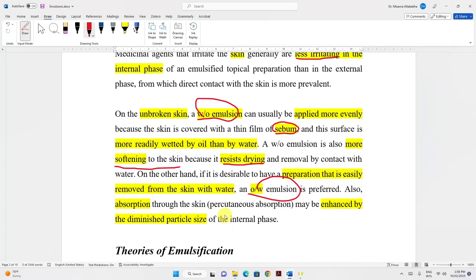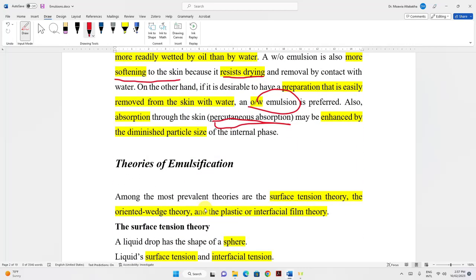Now, another reason why we do emulsion, they found that emulsion will enhance percutaneous absorption. And you should remember the transdermal drug delivery system, because there is percutaneous absorption. They found that emulsion, because of reducing the particle size, will enhance the absorption of some drugs into the systemic circulation, and we have such preparations that I will talk about later.